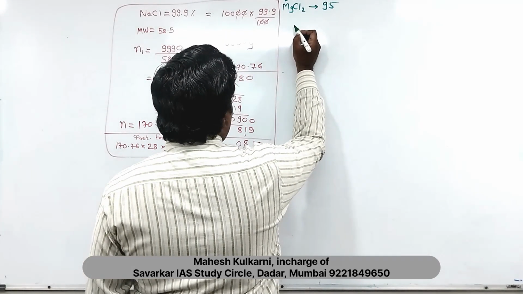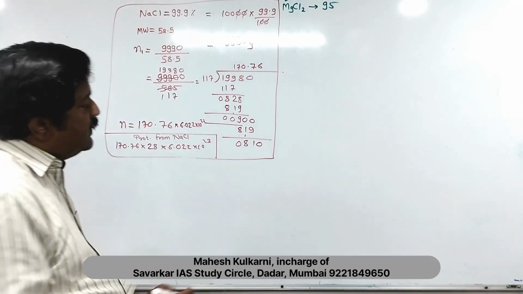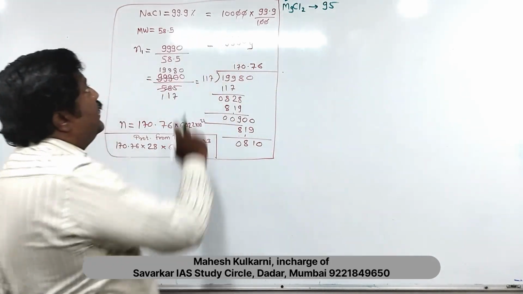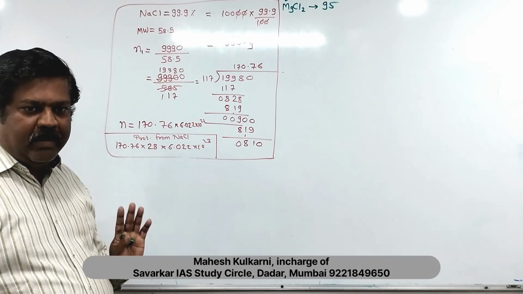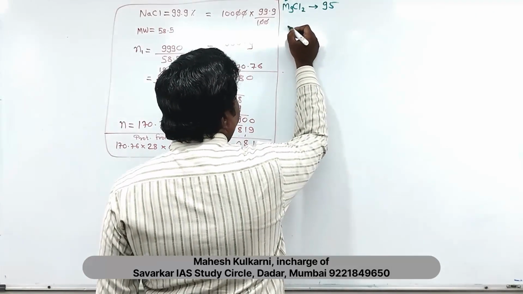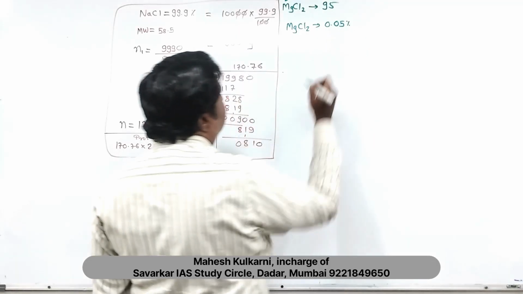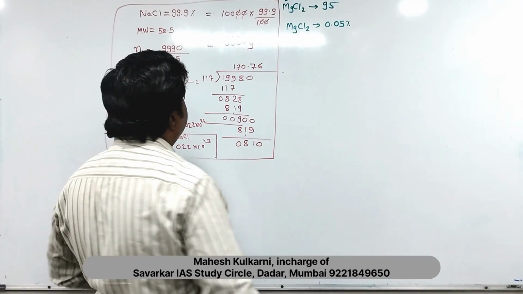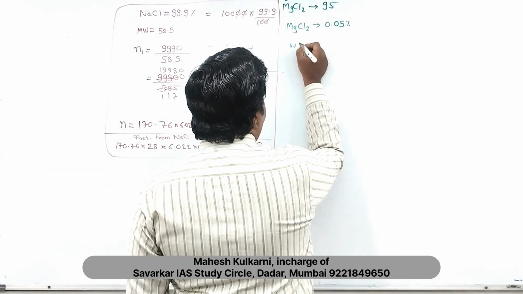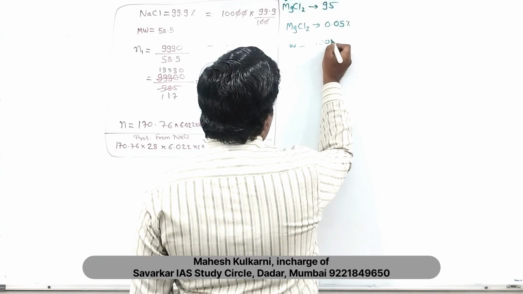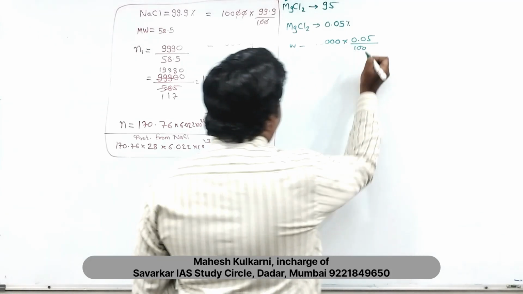Now we are going to find out percent. So it is not 0.1, suppose I am adding 0.1, then it will be 100. 0.1 divided by 2, that is 0.05. So percentage of magnesium chloride is 0.05% of obviously 10,000. So what is the weight of magnesium chloride? That is 10,000 multiplied by 0.05 divided by 100.